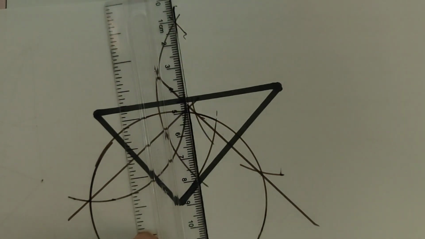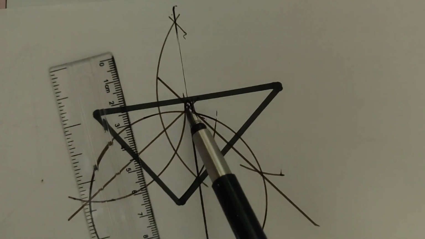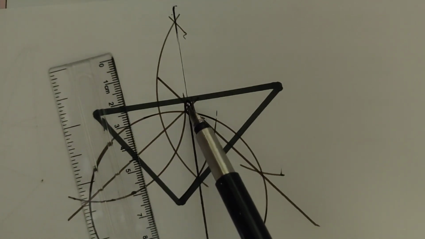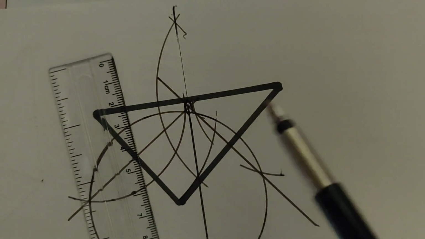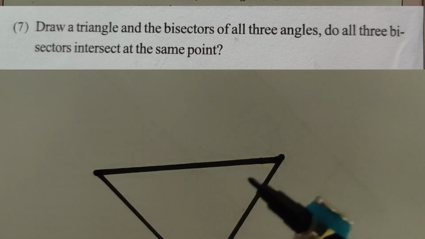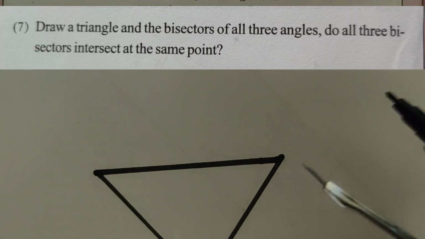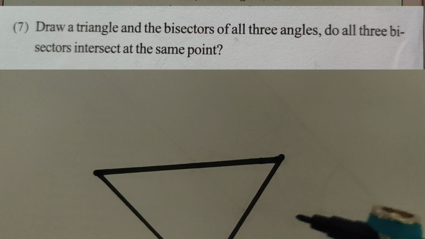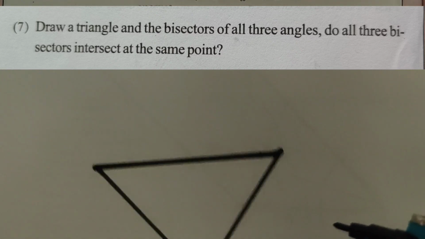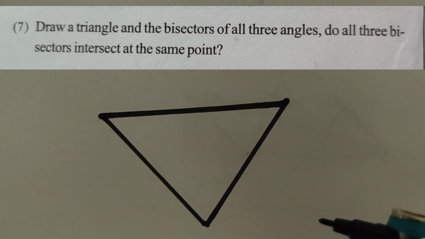Now what happened? The three angle bisectors meet at one point, a common point, here. And now there is a question: draw a triangle and the bisectors of all three angles. Do all three bisectors intersect at the same point? That is the question. Now we want to construct the angle bisectors.